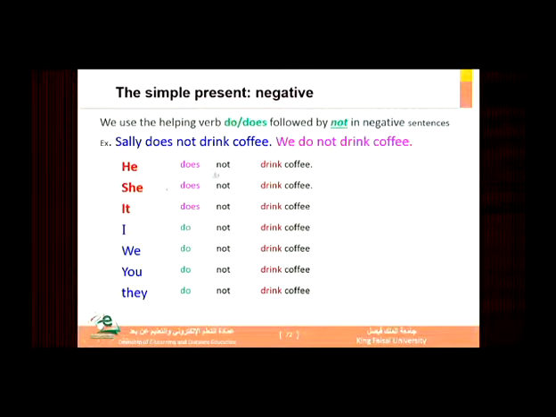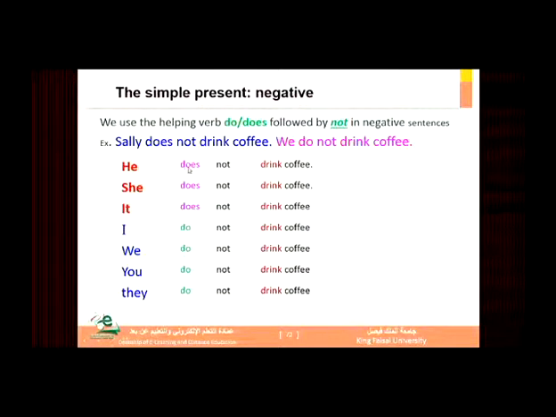So he does not drink coffee. He does not drink coffee. What happened to the sentence? The sentence is in the negative. Why is it in the negative? Because we have he does not. We have does and not.